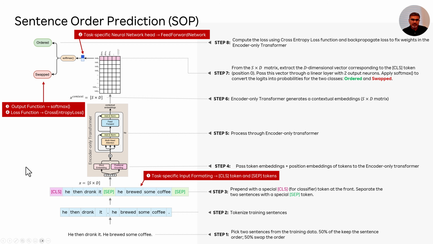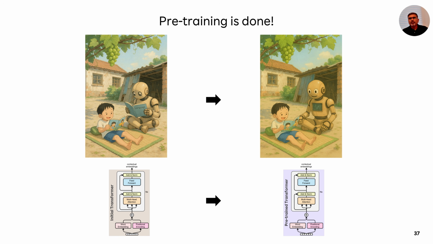Okay, and based on that, you would propagate the loss back and adjust the weights, so that it will start to figure out whether this ordering of sentences is correct or not. Again, this can be done completely in a self-supervised manner. Yeah. So now pre-training is done. Once you've gone through all these steps, pre-training is done.